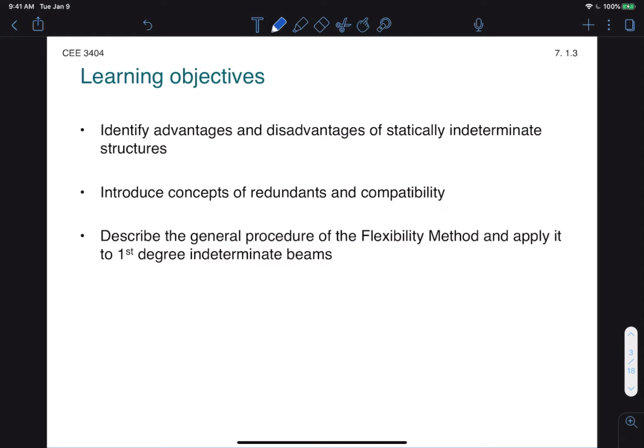So the objectives for today are to take a big picture look at indeterminate structures and talk about their advantages and disadvantages and why you might want to use them in certain cases. Then we'll introduce concepts of redundant supports and compatibility, which is that idea I just brought up about additional constraints on the structure. And then finally, we'll describe the general procedure for the flexibility method, which is based heavily on the principle of virtual work. And we'll apply it to just first-degree indeterminate beams.